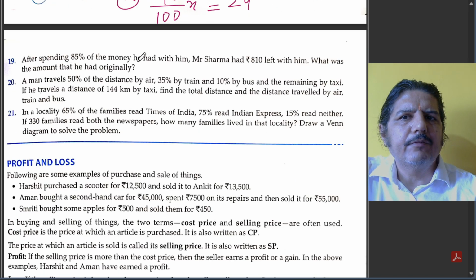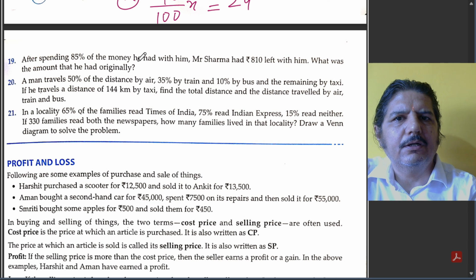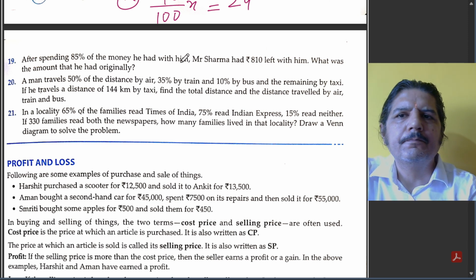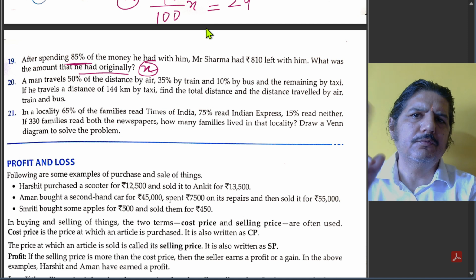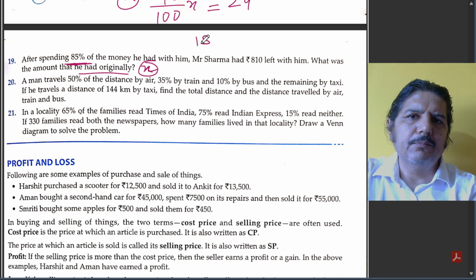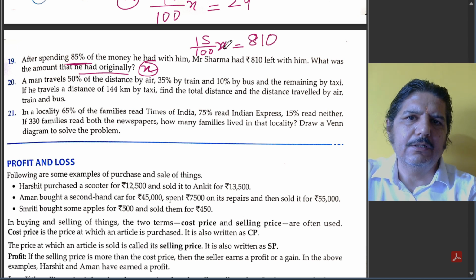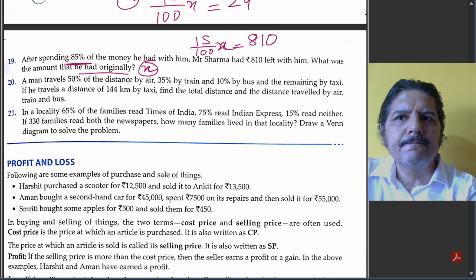After spending 85% of the money he had with him, Mr. Sharma had 810 left with him. What was the amount he had originally? So again, what he had originally, let us assume it to be x. Now he has spent 85%, so he would have saved 15%. So 15% of x would be equal to 810. So you solve for x and then you find the value of x.